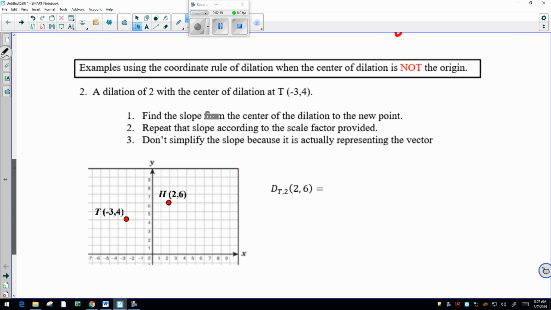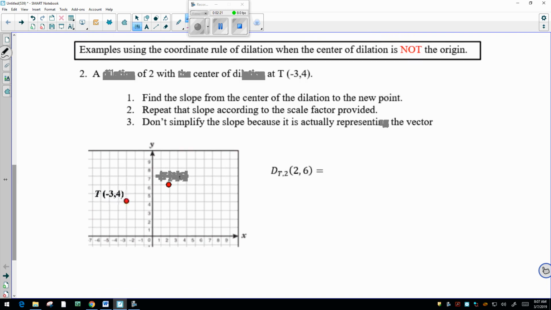So what happens if our center is not at the origin? Okay, well, we're going to use this process. We're going to do a dilation of 2. Center of dilation is T. So we're starting here. That's your center. It says we're going to find the slope from the center of the dilation to the new point. So if I'm looking at this thinking slope, I'm going to be going up 2, and if I count over, I'm going to be going over 5. It says repeat that slope according to the scale factor. So that means I have to do that slope twice.